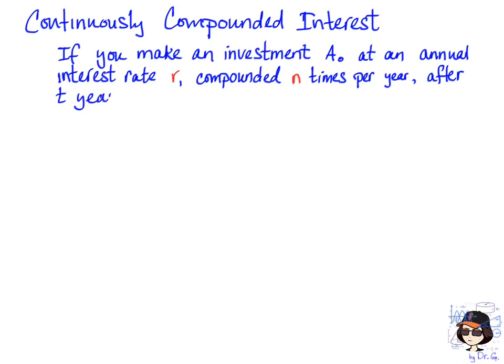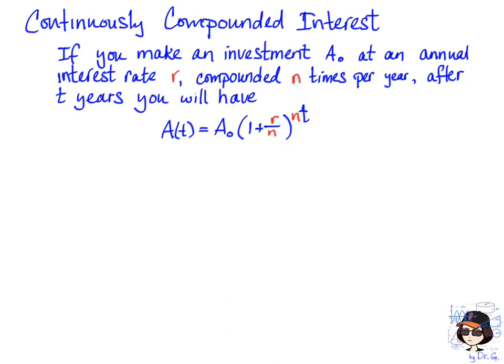So after T years, you're going to have A of T, which is your original amount, the initial investment, A0, times 1 plus the interest rate divided by N, raised to the NT. And this is called the compound interest formula. So you probably learned this formula in algebra, maybe again in pre-calculus. You got to see how it was derived. It's very simple to derive.